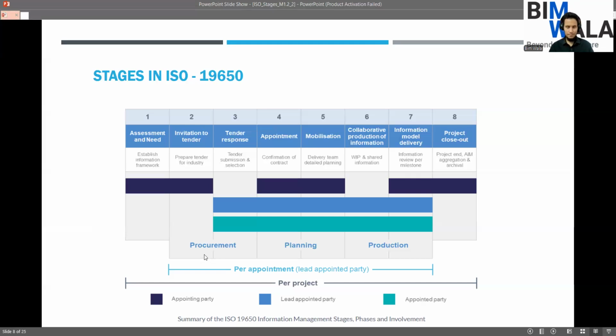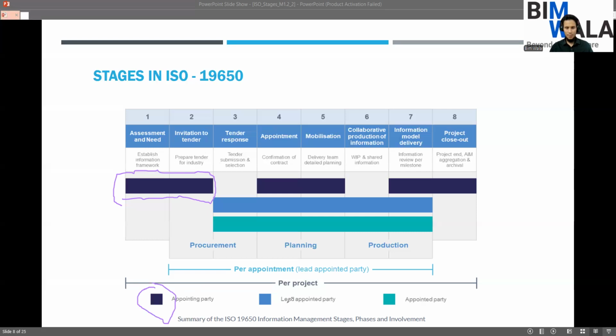Now, if you see here, we have legends. This is appointing party. That means from stage 1 to 2, this particular area pertains to the appointing party. Appointing party, I have explained many a times, is no one but the client. You can say the principal, employer, or the client. Okay, appointing party. So these two stages pertain to the appointing party. That means the appointing party is going to prepare each and every document in this particular stage. Obviously, the tender is being prepared by the appointing party or the client.